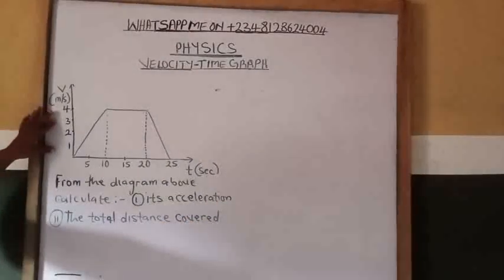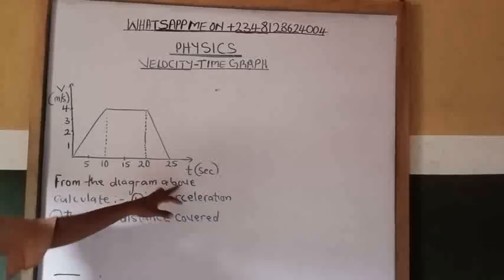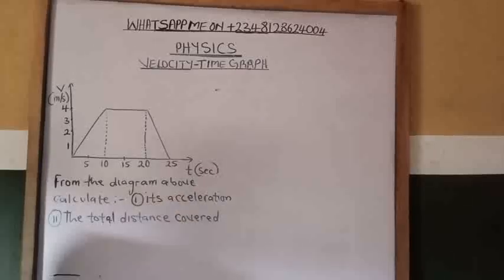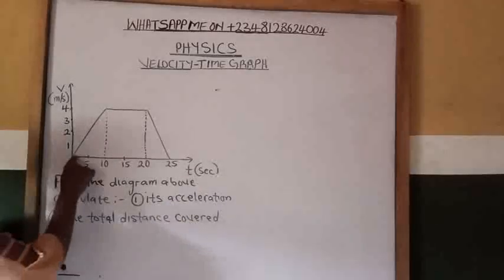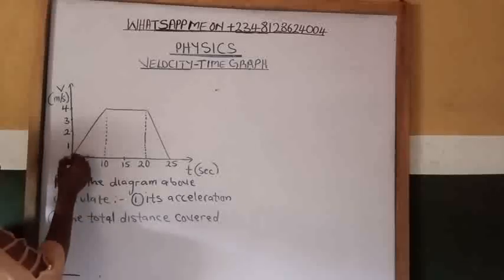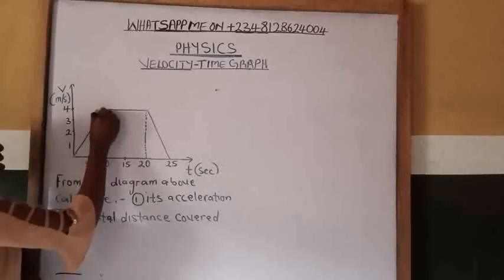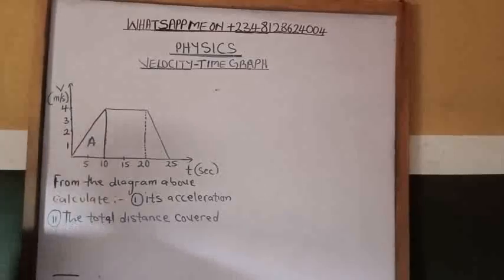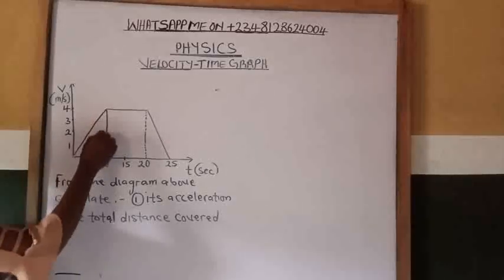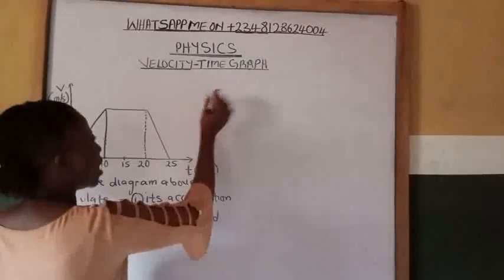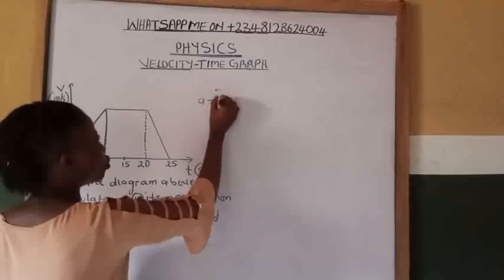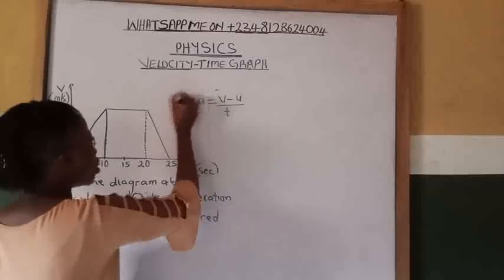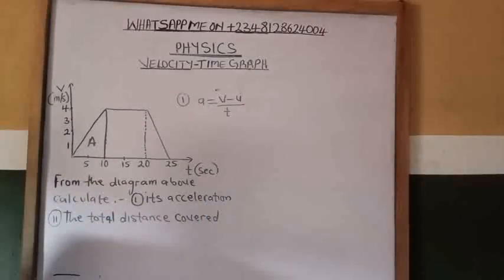Now, let's look at the graph on the board. From the graph above, calculate, Roman figure 1, its acceleration. Acceleration is this slanting part. From here down to this place is our acceleration. Let's call it A. So we can use two methods. We can use A equal to change in velocity divided by the time taken. So Roman figure 1, change in velocity divided by the time taken.